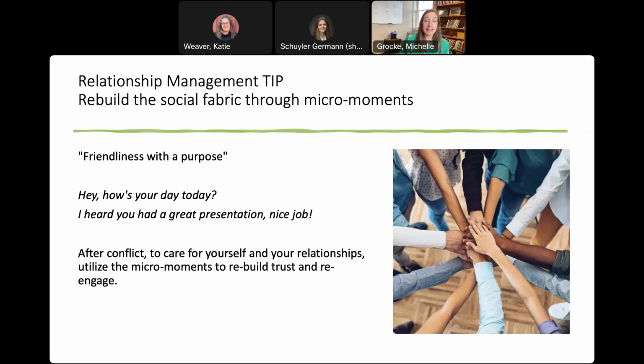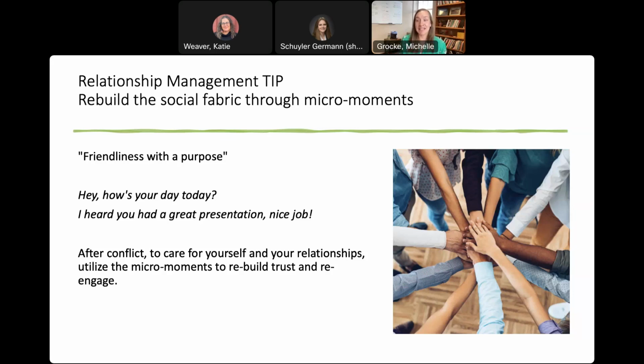All right, lastly is our relationship management. So there are a lot of tips here. The one that I wanted to share in my last minute with everybody is, if you've had a conflict and things have not gone well, that doesn't mean that you should stop nurturing healthy relationships. There's always a good time to come back around and say, okay, this meeting ended in a lot of emotions. Let's come back to it in order to nurture relationships with our coworkers, with our families, with our friends. So really, we can think of rebuilding the social fabric through micro moments.